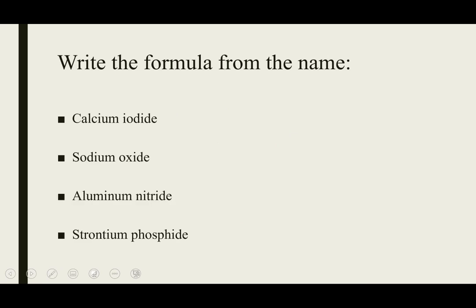When you are putting the formulas together, as we already talked about, you're going to write out the ion with its charge. So calcium's a +2. Iodide means it's the iodine anion, which is a -1. So to balance out those charges, it would be CaI2. Sodium oxide: sodium's a +1, oxide's a -2. So to balance out those charges, I need 2 sodiums to balance out the oxygen, so it's Na2O.